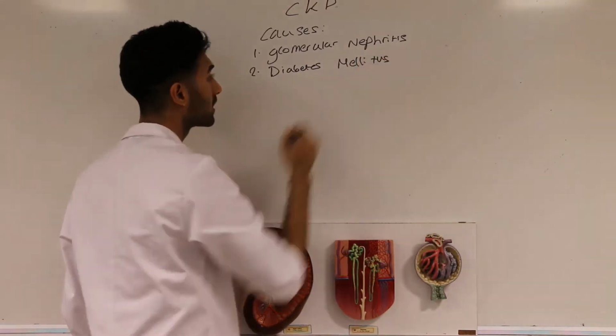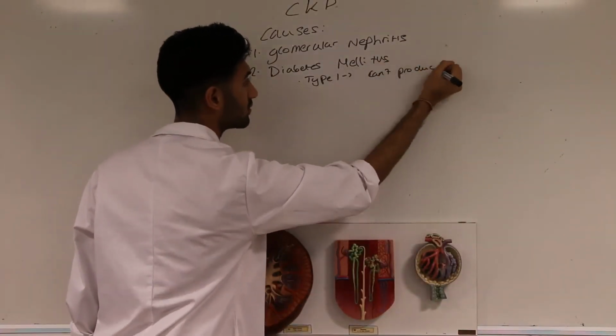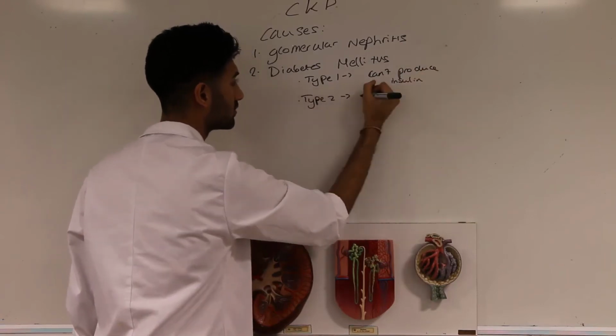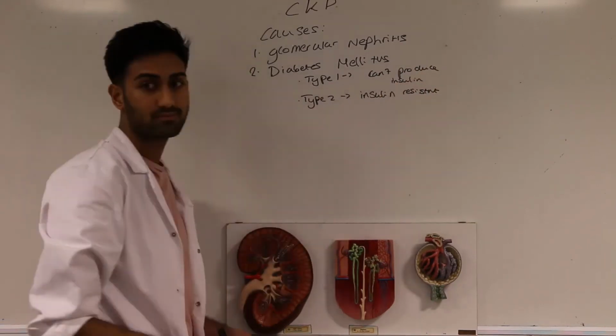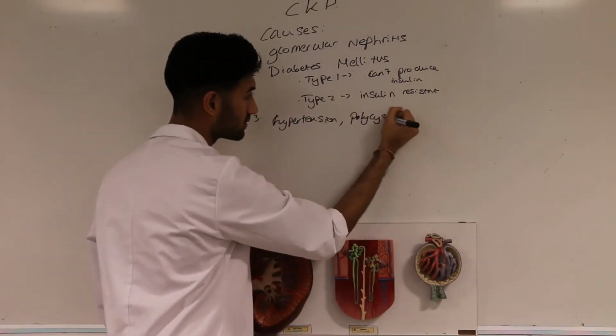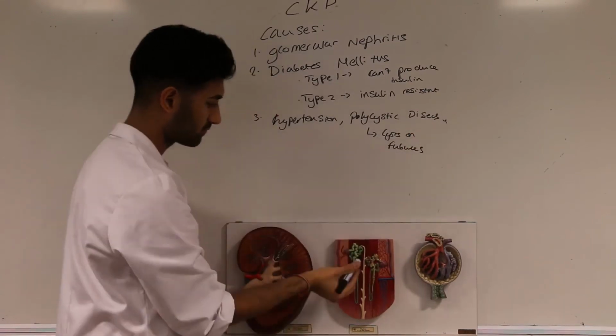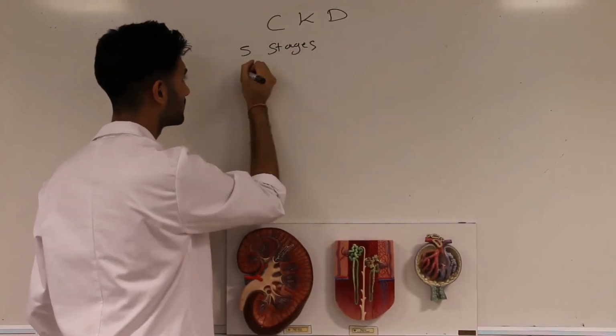Diabetes mellitus is the second leading cause. This can be either type 1, where a person can't produce insulin, or type 2, where the body becomes resistant to insulin. Other causes can be hypertension and polycystic kidney disease, a genetic condition where large cysts develop in the renal tubules. There are 5 stages of CKD.